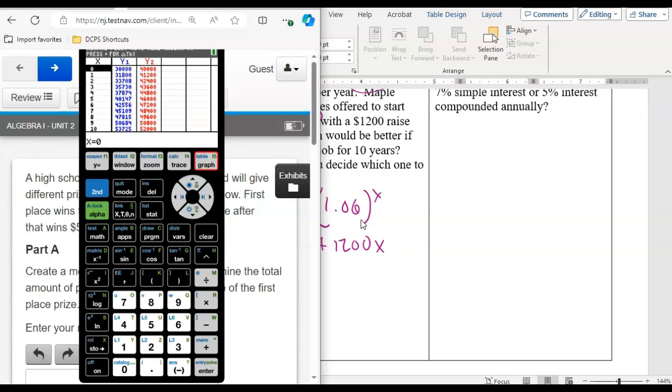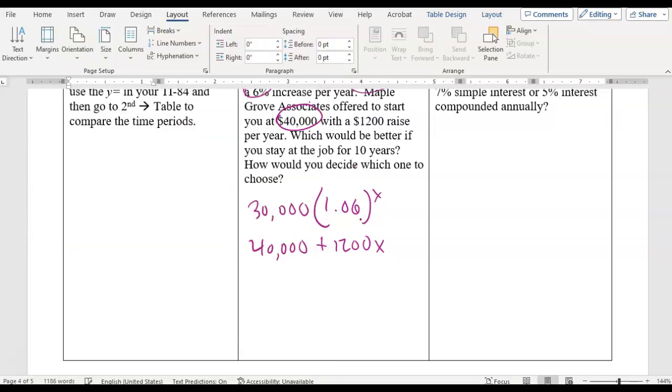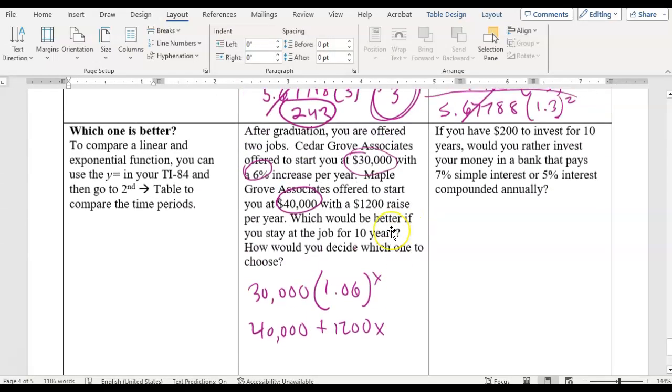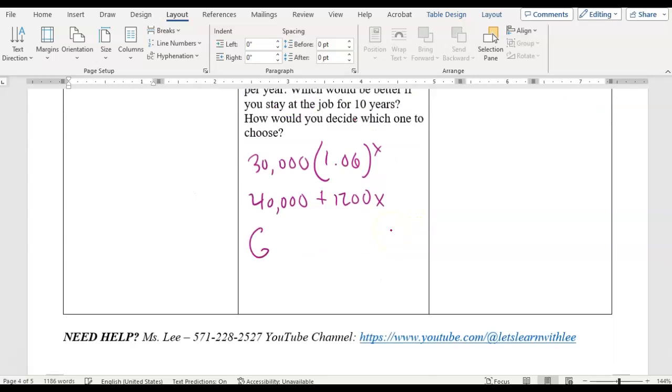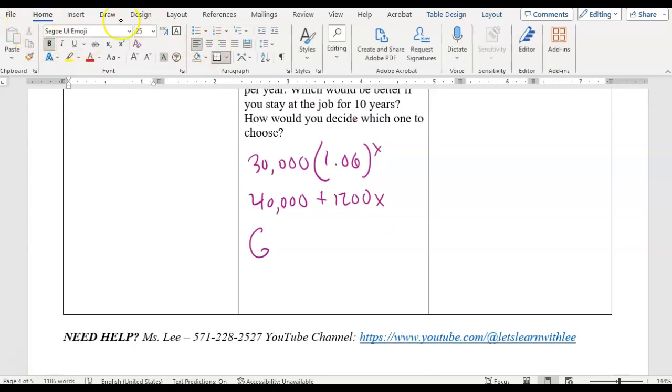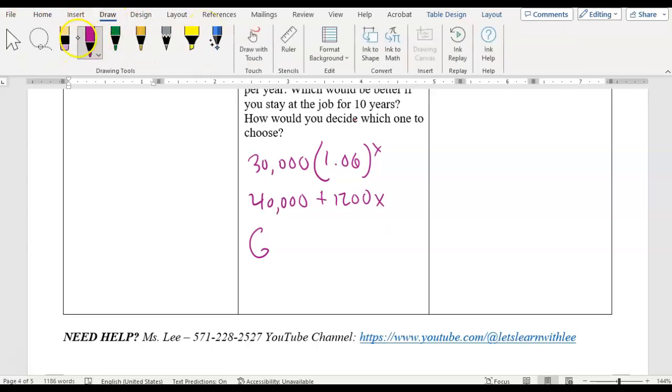Well, at first, this linear equation is greater because we're starting with more money, right? We're starting with 40,000. But then over time, as we get to the 10th year, it is now more worth it to be with the first company because now I'd be making $53,000. So if I was going to stay at the job for 10 years, then I would want to choose Cedar Grove. Now my total amount that I'm going to be making is larger. All right, my salary is going to be larger.